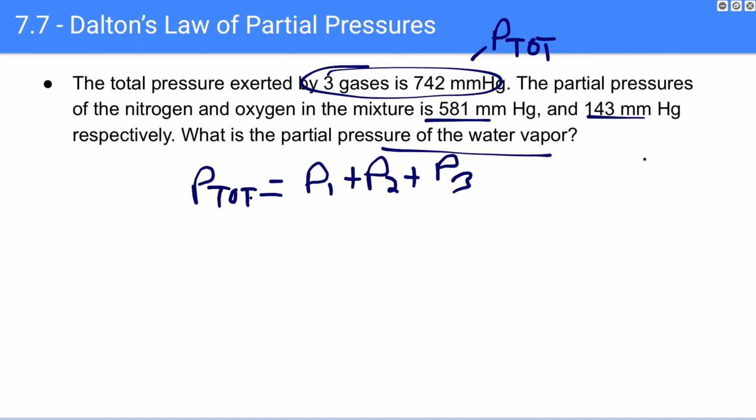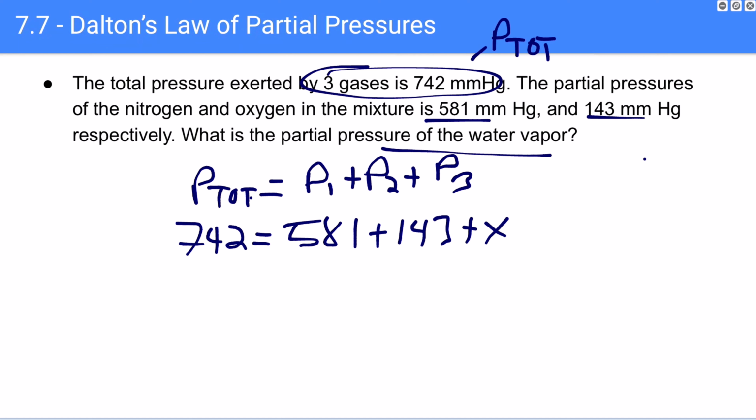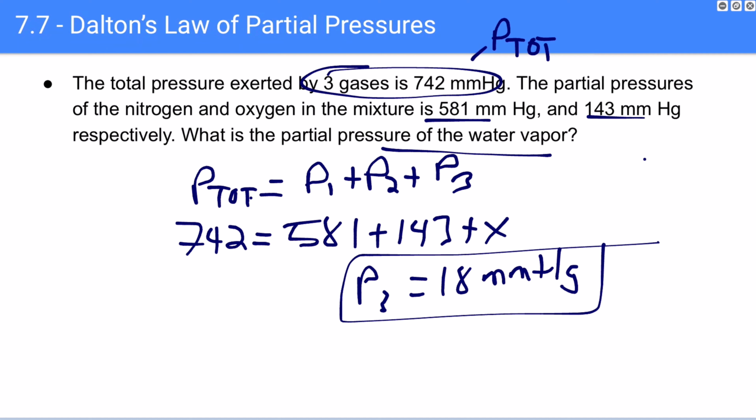So this is very, very easy to do. We're going to take the total pressure, 742, individual pressures of 581 plus 143 plus our unknown partial pressure of the water. So take 742, subtract 581, and subtract 143, and we end up with a partial pressure, P3, of 18. Make sure you include a unit with that, just like you do with everything. Okay? So again, pretty straightforward to do that. Just make sure you understand what you're trying to solve for, and you will do just fine on all of these, all right? Let's get on.